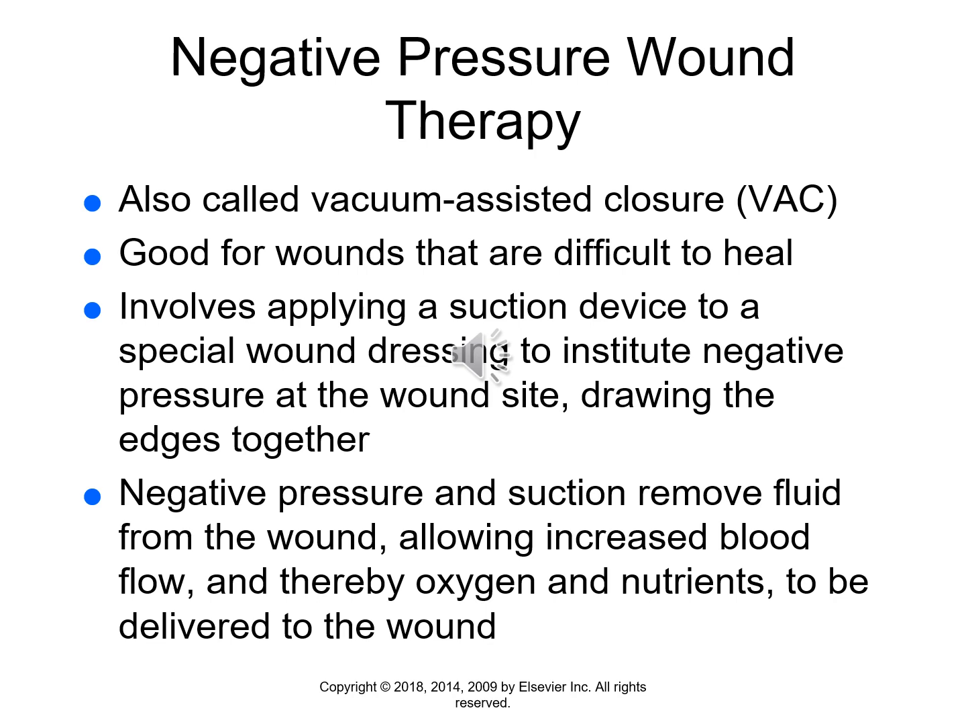So negative pressure wound therapy, you might have heard it called a wound vac or something like that. Wound vacs can be good for wounds that are difficult to heal. It involves a suctioning device, which is attached and institutes negative pressure at the wound site. What it does is it suctions out fluid from the wound and at the same time increases blood flow to that area.